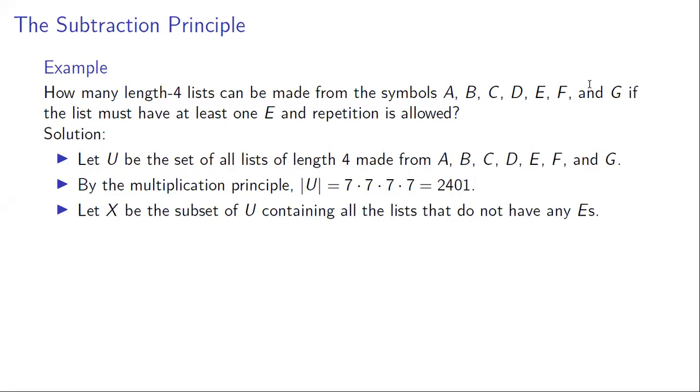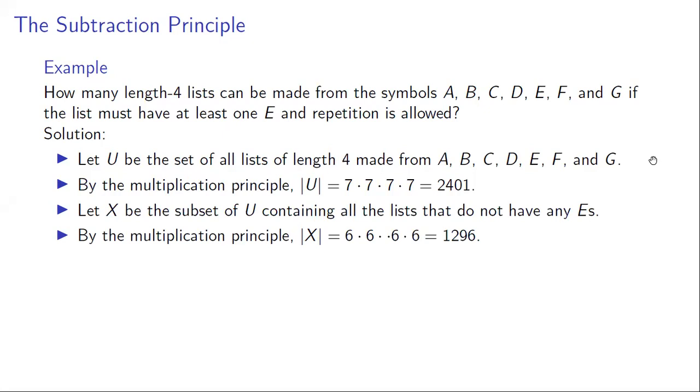Now let X be the subset of U containing all the lists that do not have any E's. Now, notice this is not what we're actually looking for in the question. What we're looking for is how many lists have at least one E. But X is a subset of the universe, and it contains all the lists that do not have any E's. This will be easier to count. By the multiplication principle, if you cannot use any E's, the cardinality of X will just be 6 times 6 times 6 times 6. There's an extra dot here. That's a mistake, this dot should be removed.